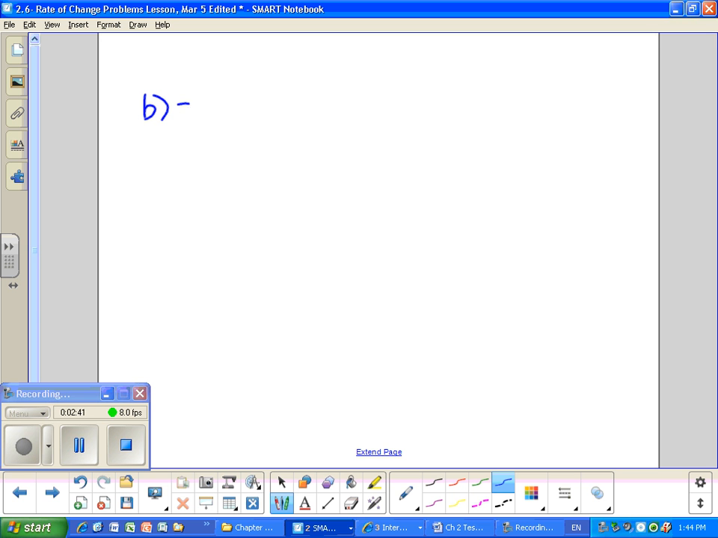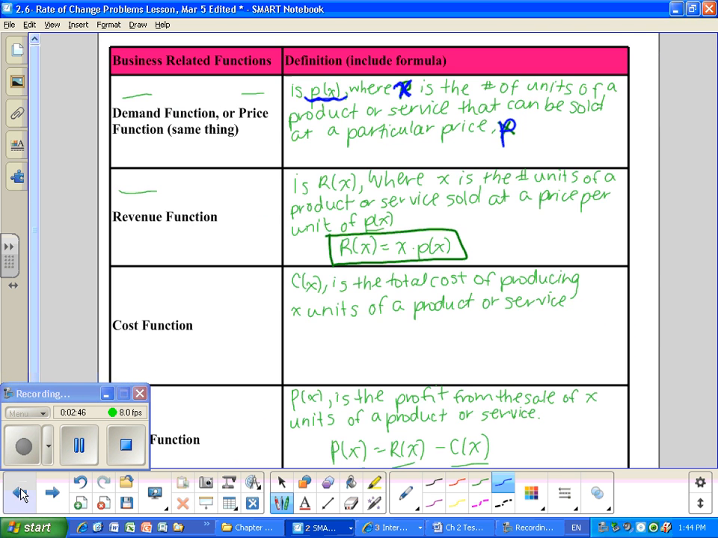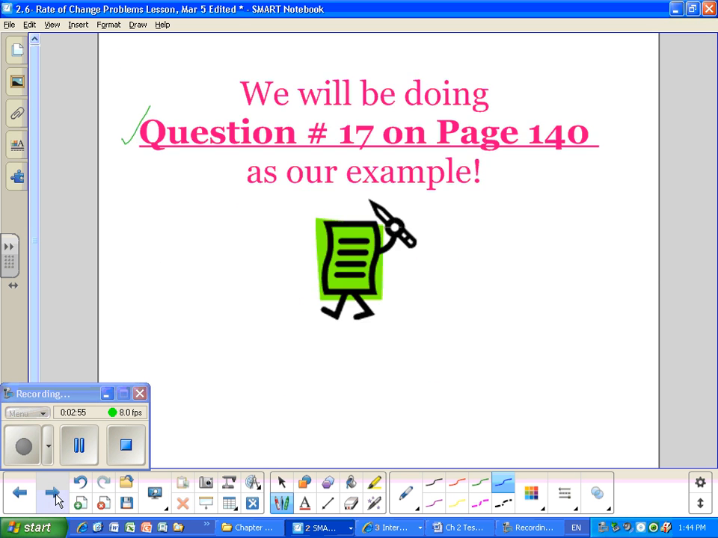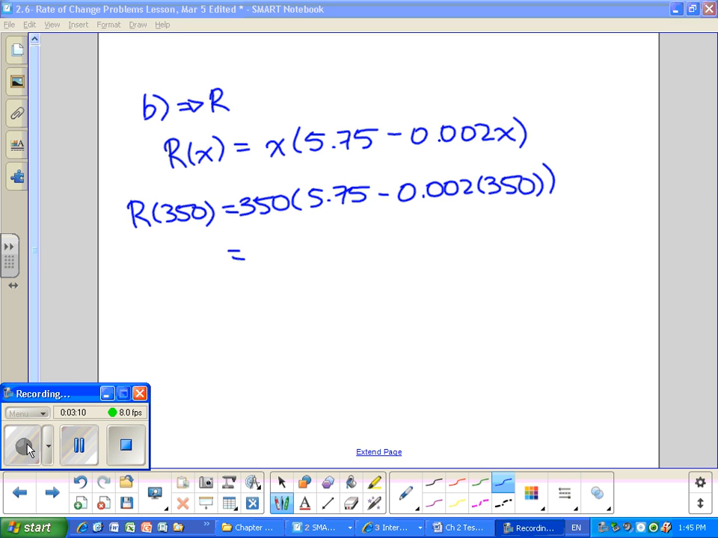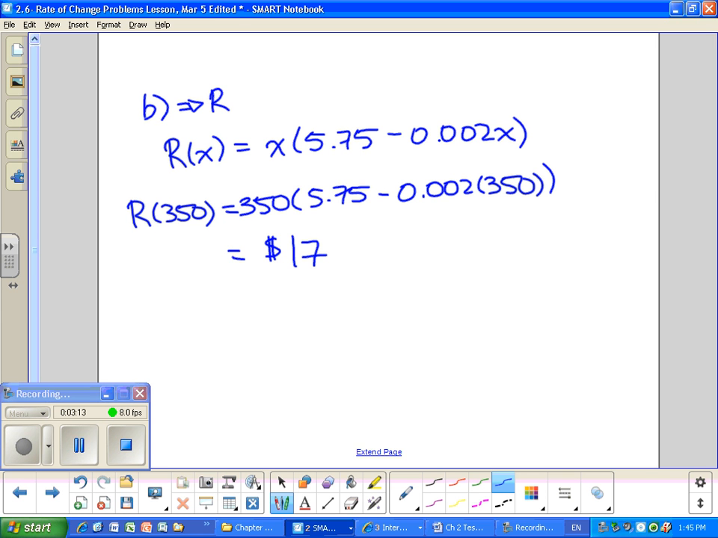So for part B, our revenue is what we're looking for. If we go back to our definition of what revenue is, it is X times our demand function, or our price function. Well, we just found that. We found that right here. So we're going to do R of X equals X times 5.75 minus 0.002x. Good. 1,700 and what? Good. Perfect. So that would be the revenue. That would be how much you got paid for 350 lattes.